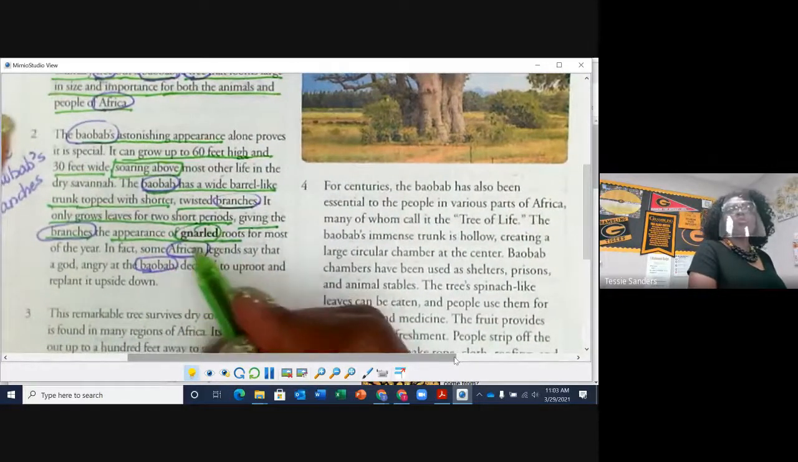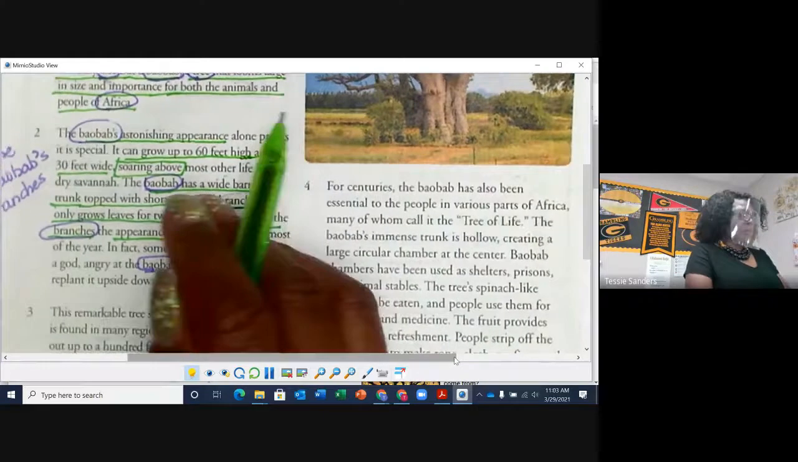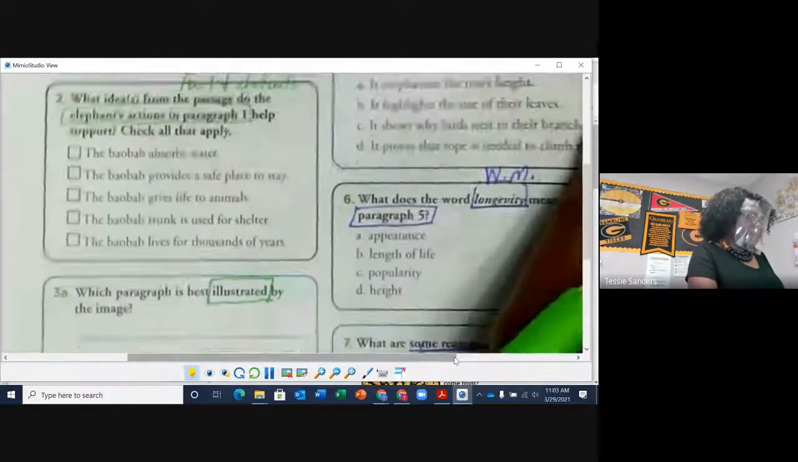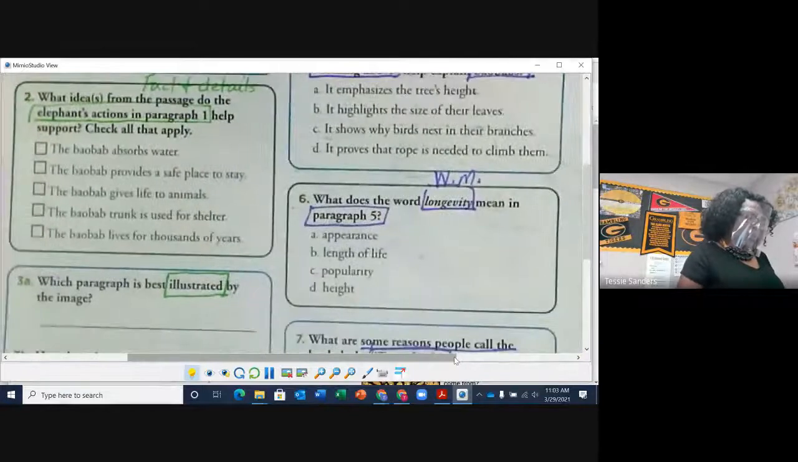Gnarled. Did you circle this word? Because remember, we have this word in one of our questions, don't we?